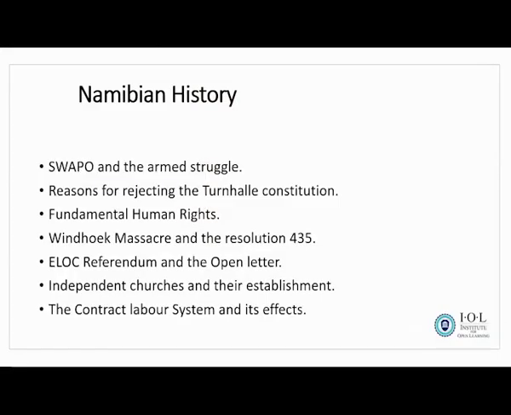And apart from the Windhoek Massacre, you should also know Resolution 435. What is it all about? What are the points? In other words, what are the terms? What is Resolution 435 made up of?